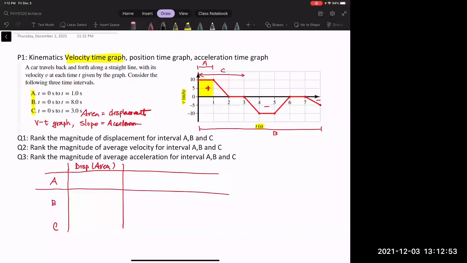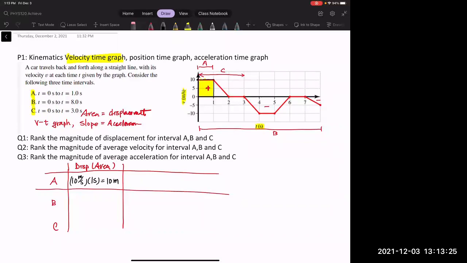Displacement meaning the change of the position. Okay, so then what is the area of this? Well, the area is simply just a rectangular area, and that's 10 meter per second multiplied with 1 second. And that tells you this is a 10 meter. Okay, so here is the 10, and the time is 1 second, so that is why this is a 10 meter.